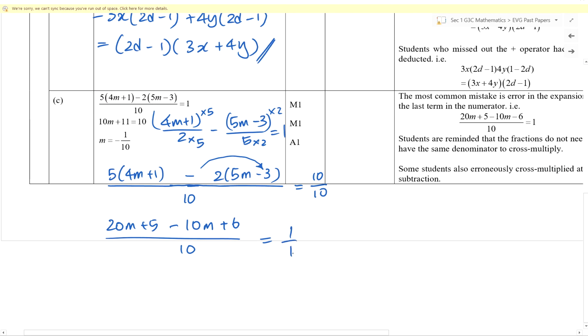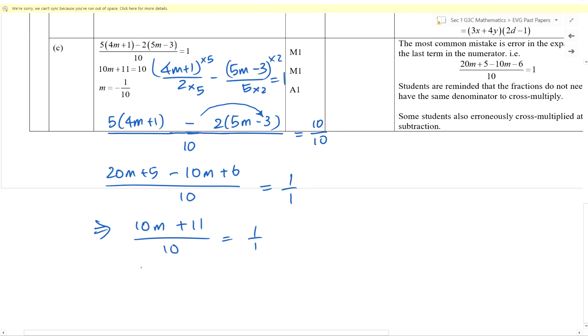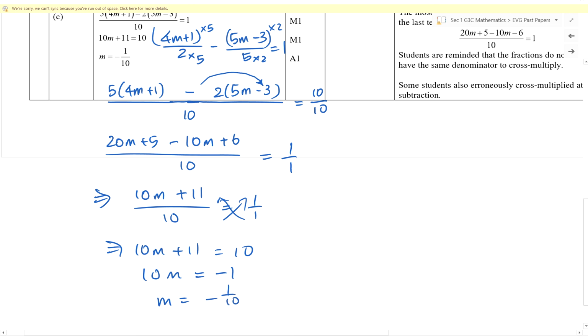Okay, so if you leave it as 10 over 10, it just means that the numerator is equal to 10. If you put it as 1 over 1, I take it that you want to multiply this way, which also means that the numerator times 1 equals the denominator of 10 times 1, which is the same thing again. So they all point to the same solution. So from here, the next step will be (10m + 11)/10 equals 1 over 1. You can multiply: 10m plus 11 equals 10. 10m equals, now we subtract 11 on both sides. And m must be negative 1 over 10.